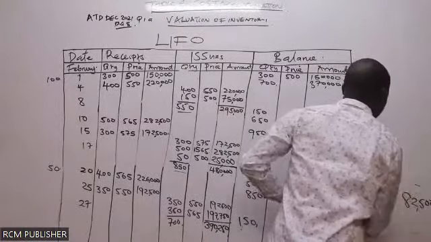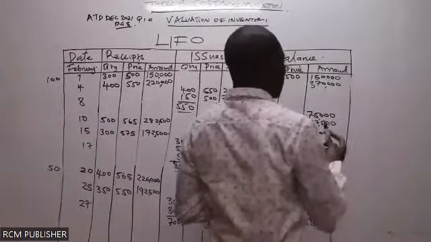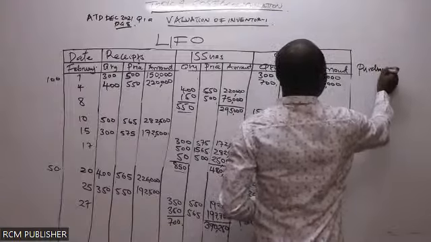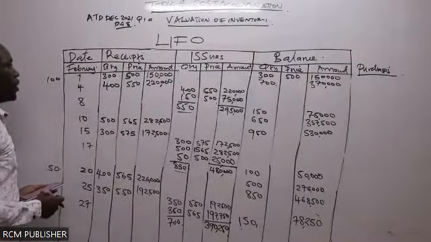Let's look at it from this point. First of all, are we able to get the cost of goods or purchases? Are we able to get purchases? Purchases here is now divided into this category.